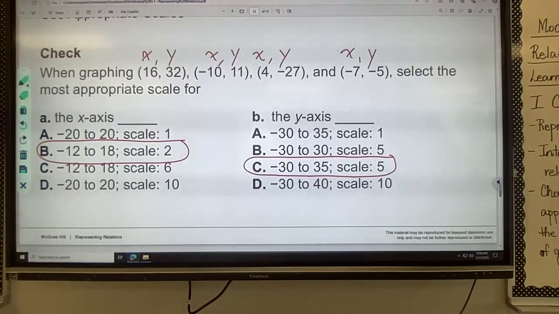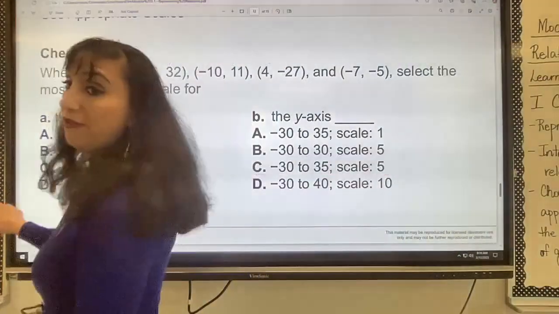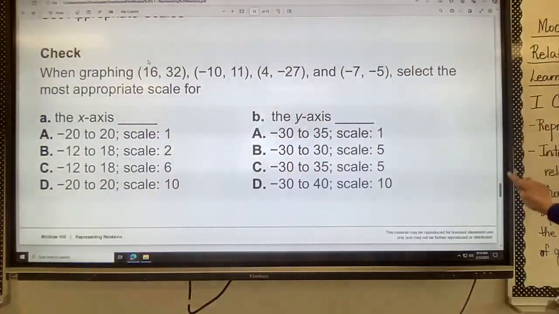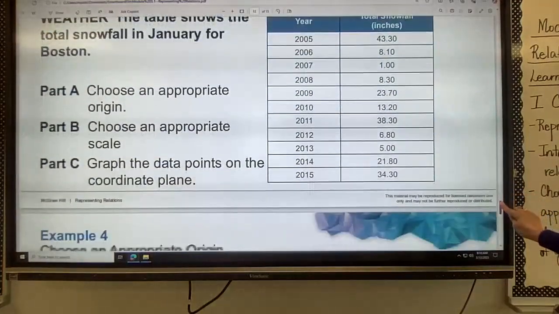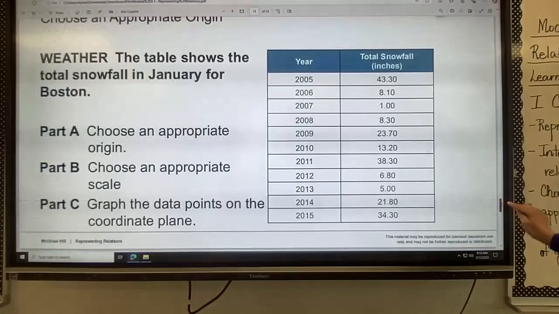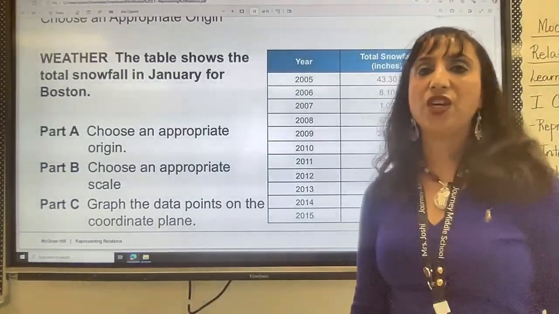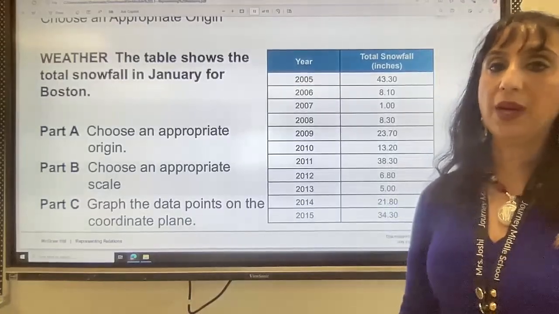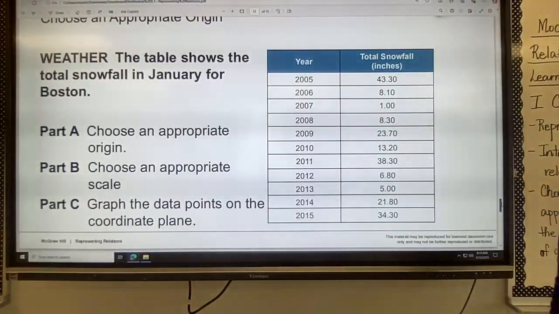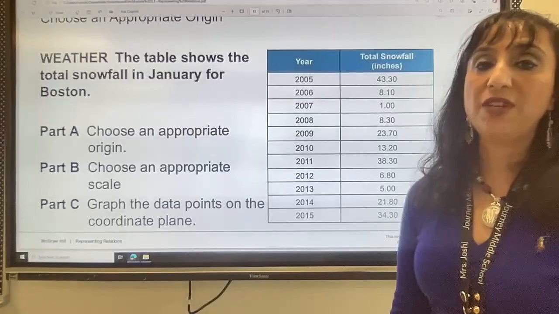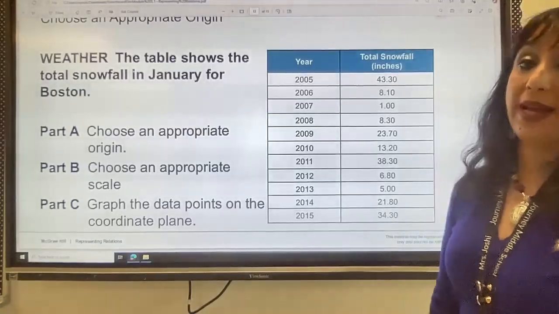All right. Now, for the next one, I am going to show you the graphing and everything, because once again, it does take time to graph it, but by now I know that you know how to graph, but I'm going to go ahead and show you what I'm talking about. Look at this one. The table shows the total snowfall in January for Boston. Okay, so let's look at this. We are going to choose an appropriate origin, choose an appropriate scale, and graph the data points on the coordinate plane.